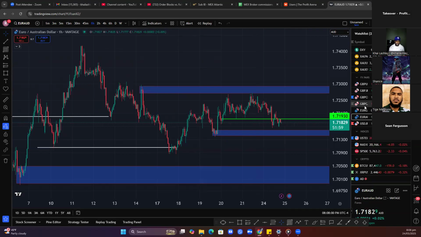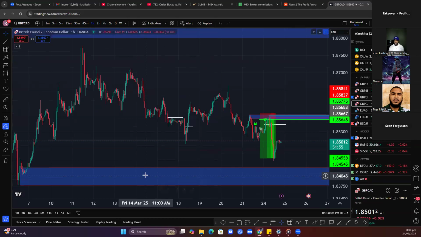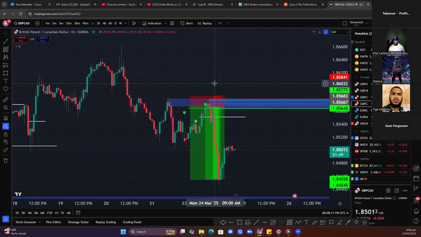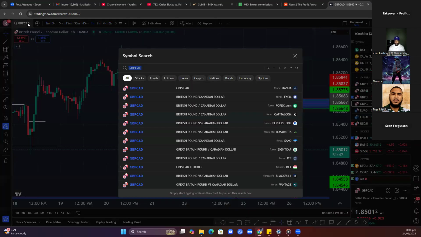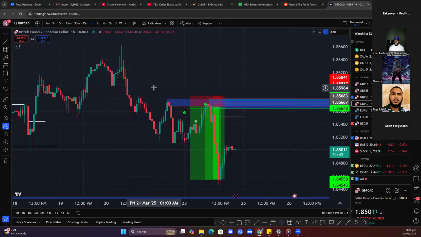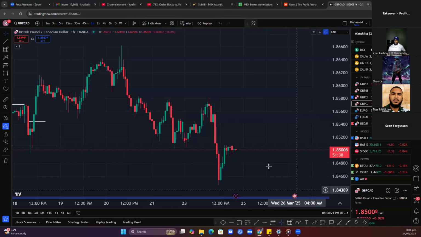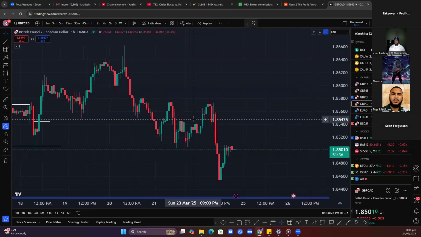Two, the CAD setup today. This is a great, easy, very simple setup. Let me just clear it. We'll just clear it.